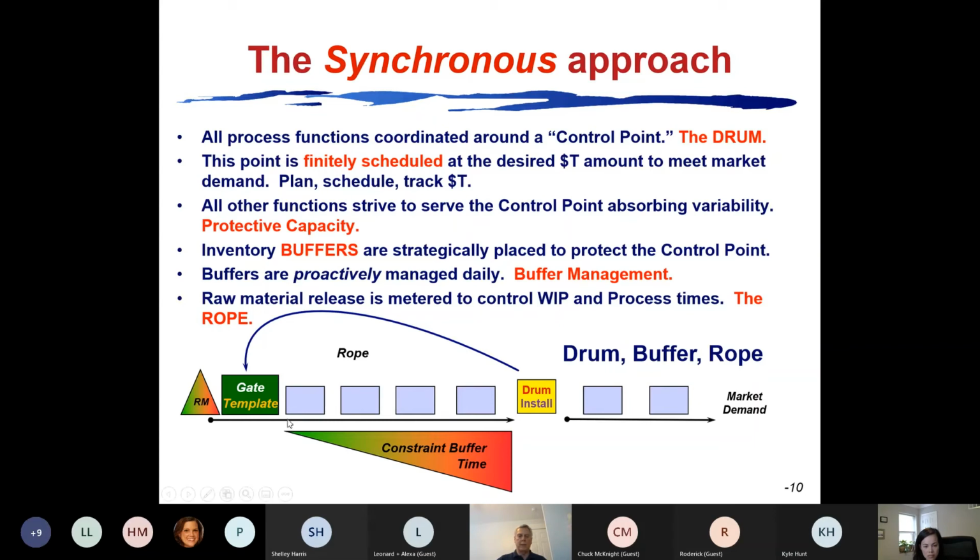The gate is template and the drum is install. There's a signal that goes from the drum back to the gate, and it says we took this much out of the system, so let's put this much in to the system. That's called drum buffer rope, and that's a fundamental concept of synchronous flow explained in that book, The Goal, by Dr. Goldratt.